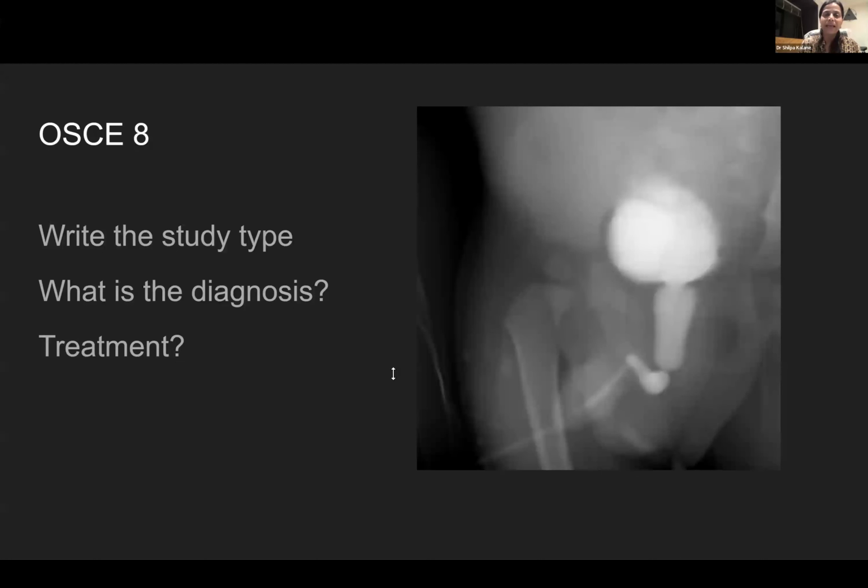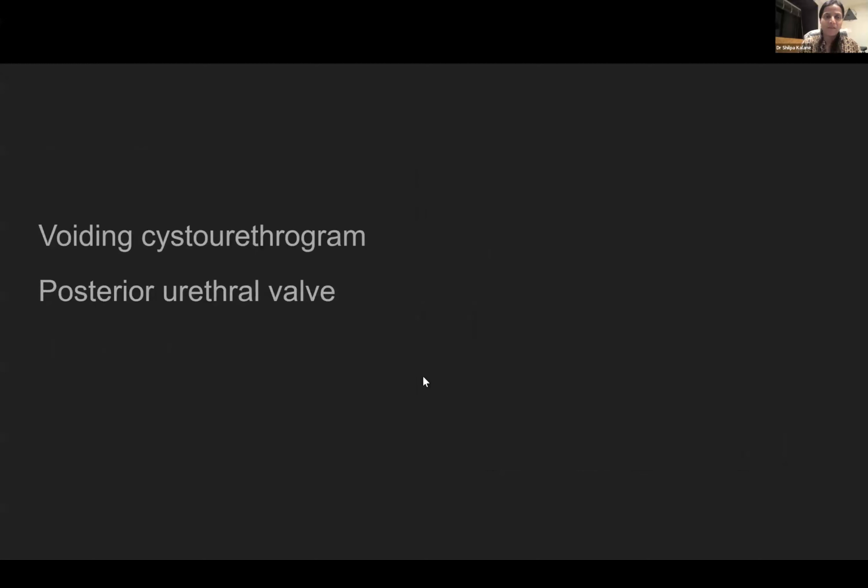Lower the baby, vesicostomy; bigger the baby, valve fulguration. Okay, so this is a voiding cysto-urethrogram, and the diagnosis is posterior urethral valve. Okay, I think that's it.